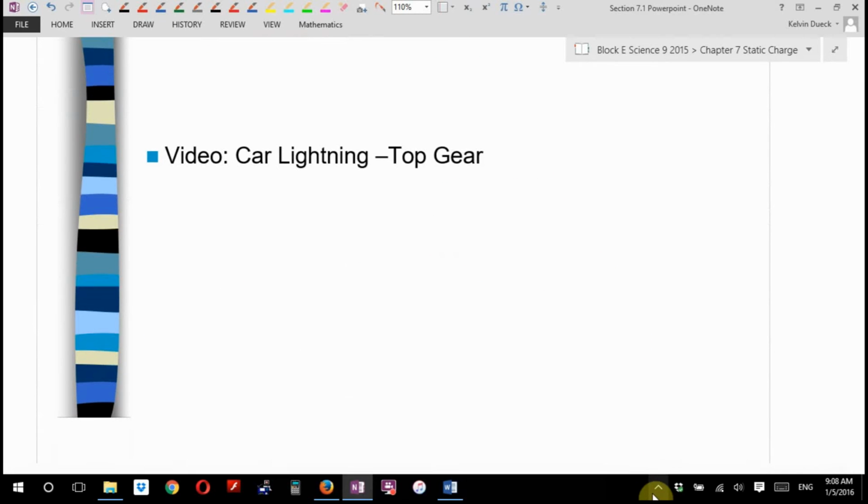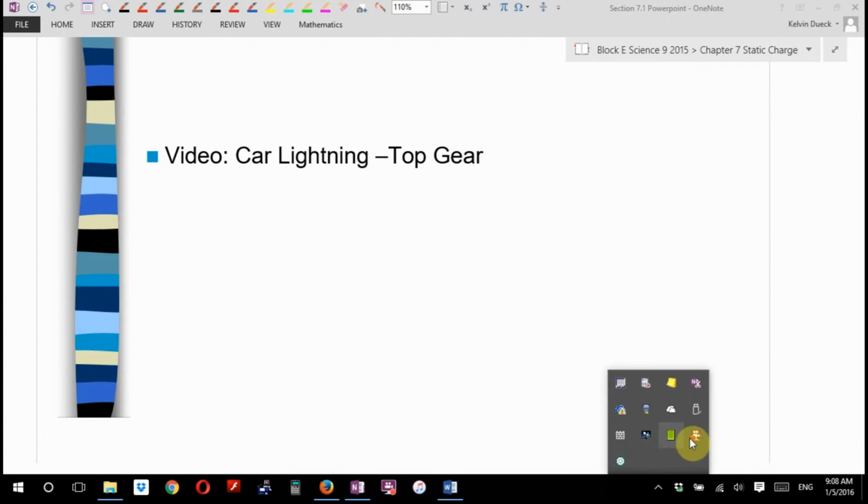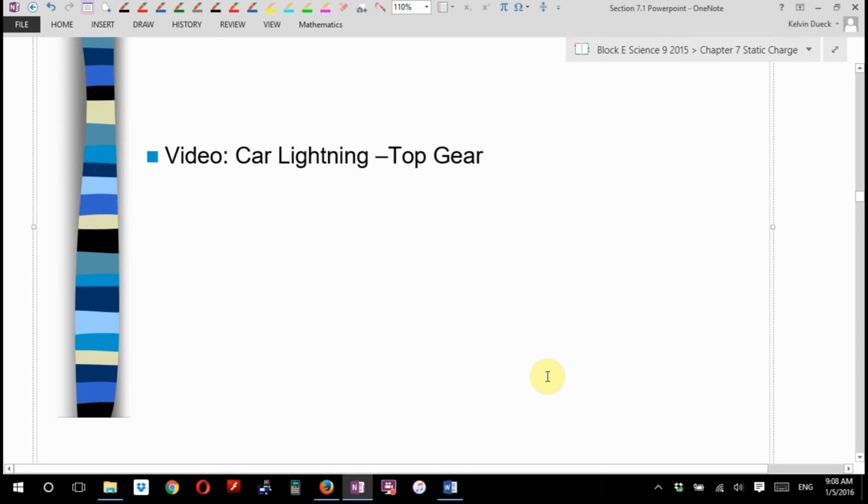Put your pencils down. When lightning hits a car, people inside are safe. Why?